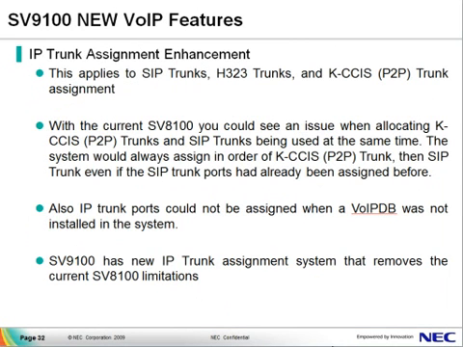IP trunk assignment enhancement. This applies to SIP trunks, H323 trunks, and KCCIS trunks in peer-to-peer mode. With the SV8100, you often saw an issue when allocating KCCIS trunks and SIP trunks being used at the same time. The system would always assign the KCCIS trunks, then SIP trunks, even if the SIP trunk ports had already been assigned, so effectively replacing the SIP trunks with the KCCIS trunks. Also, IP trunk ports could not be assigned when a VoIP DB card was not installed in the SV8100 system. With the SV9100, a new IP trunk assignment system removes the SV8100 limitations.